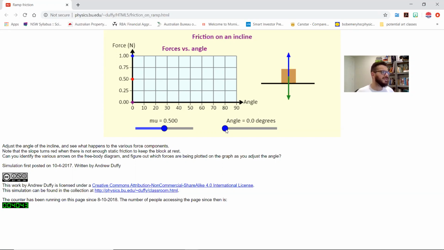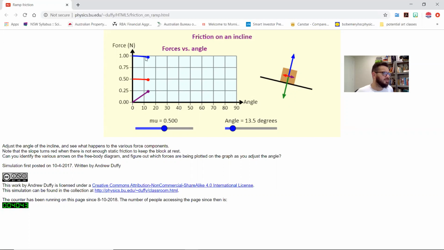But what you notice is, as you start increasing the incline, the weight force, the sliding force, the sine component of the weight force starts to increase. So that means it's getting more influence. But it's being cancelled at this particular instant by the red friction force. So no movement is happening because they're cancelling out.